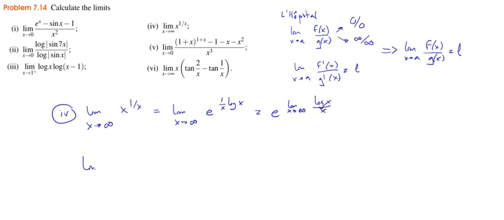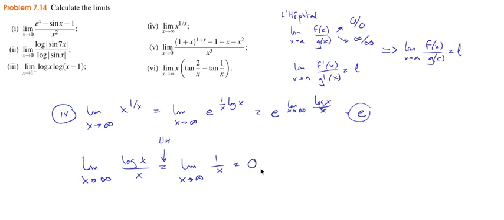Okay, so let me write it here. This is the limit when x goes to infinity of the logarithm of x divided by x, and this is going to be infinity divided by infinity, so we can apply L'Hopital's rule, and differentiate both sides, and we have 1 over x, right, divided by 1, and the limit of this is going to be 0, and so this is e to the 0, which is 1.